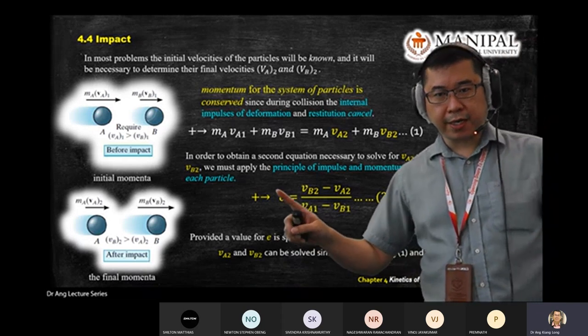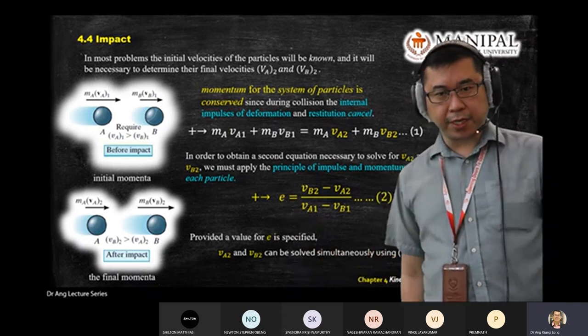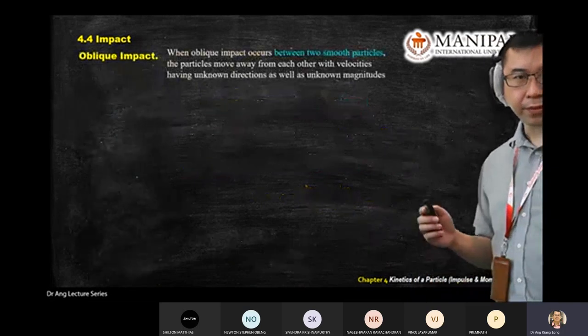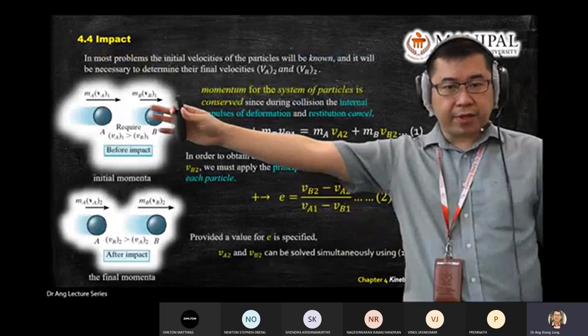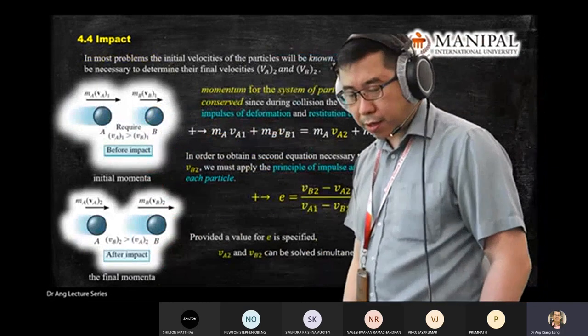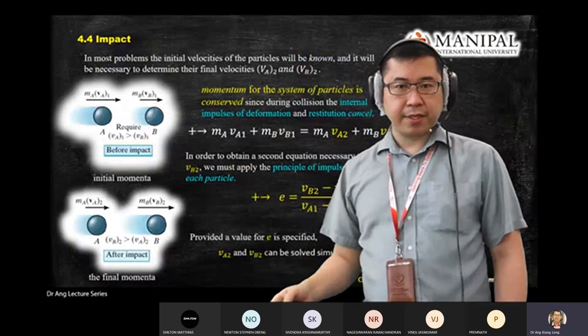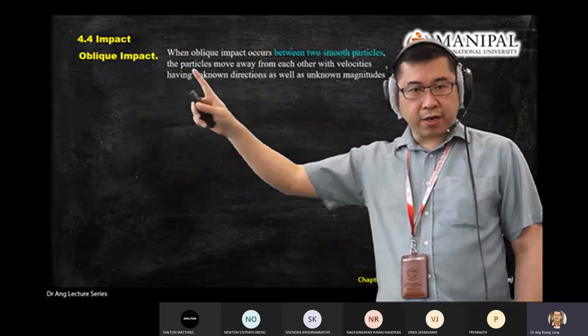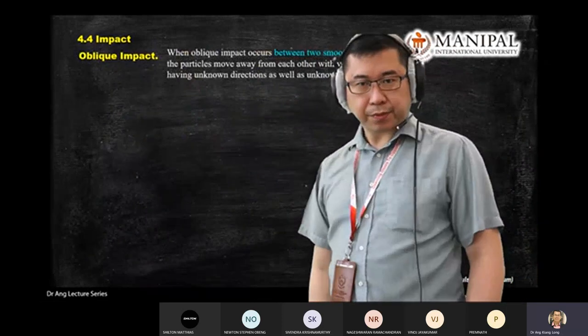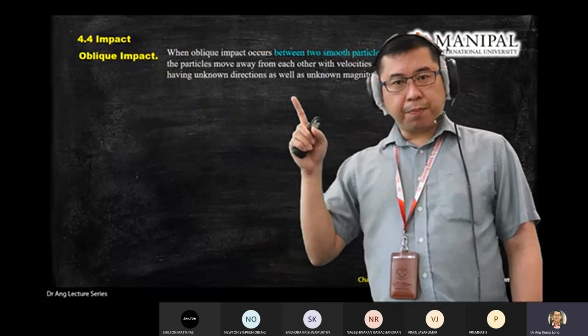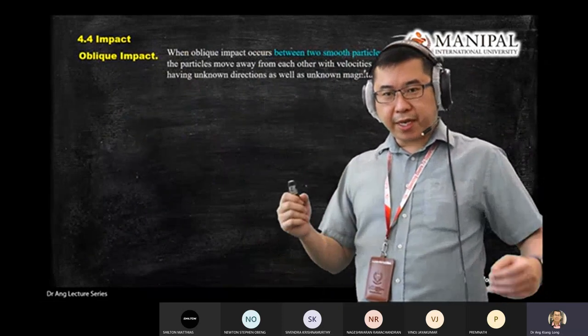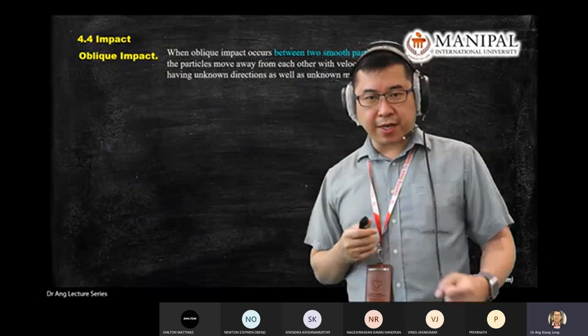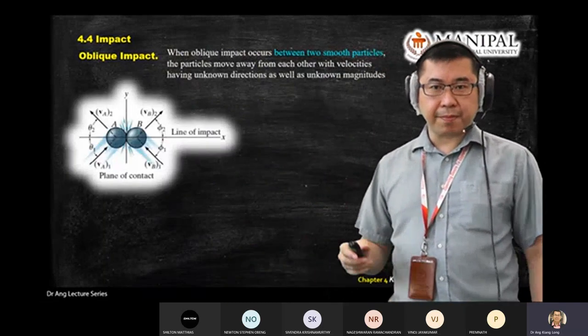We assume that the E is given, but normally E will be given. We have done with the straight line impact, all right? Next, we look at oblique impact. So oblique impact, both coming in and colliding with each other at a certain angle, right?